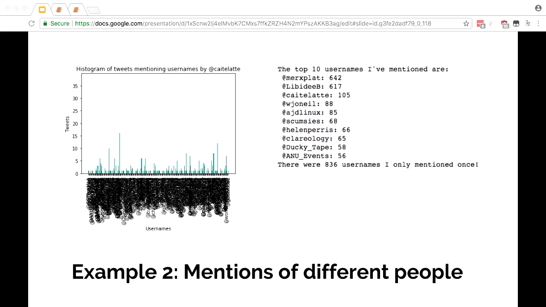I think a lot of these are like conversations. I'm not sure why I've got 105 with myself. I don't think I talk to myself on the internet very much, but it's there. And there were 836 usernames that I only mentioned once. So that might be people that I've just retweeted once, or people that like, oh, hey, you've got a typo on your website. That's all the conversation we're gonna have.